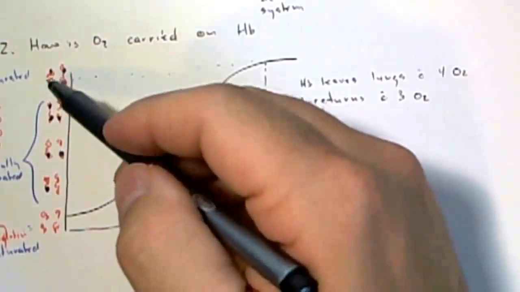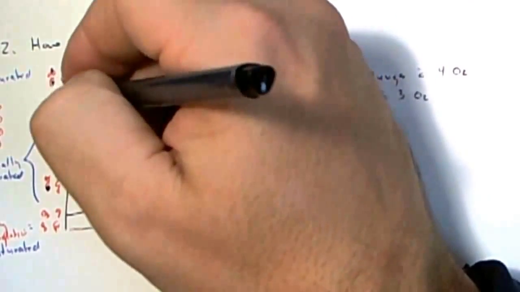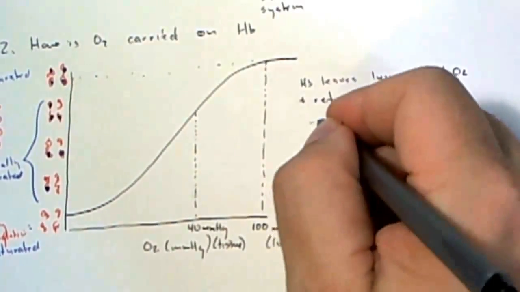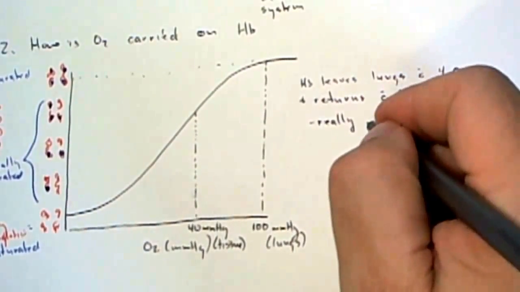So it leaves with 4 oxygen molecules and returns with 3. So general process, go out with 4, come back with 3. So you really only drop off 1 oxygen.